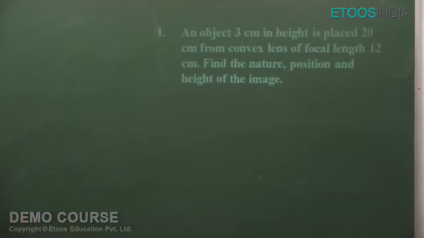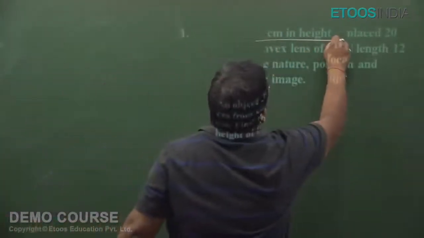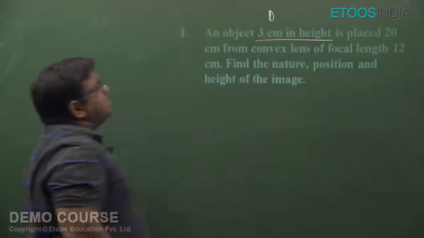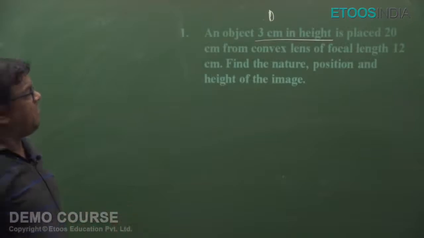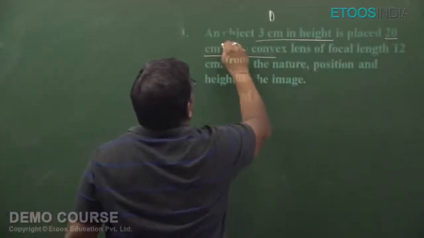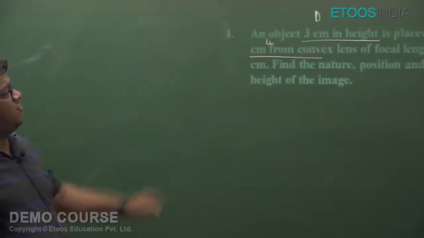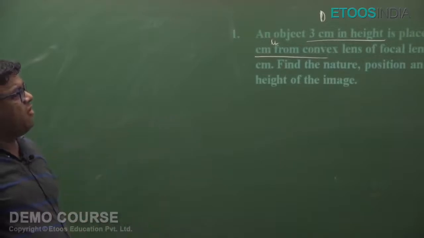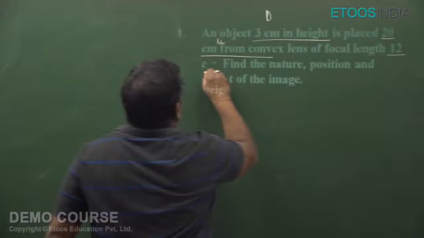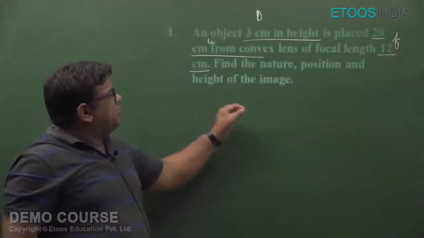It says an object 3 centimeter in height, that means O is given, is placed 20 centimeter away. It's written 20 centimeter away, so U is given, from a convex lens of focal length 12 centimeter. So what is this? Focal length. Find the nature, position and height.